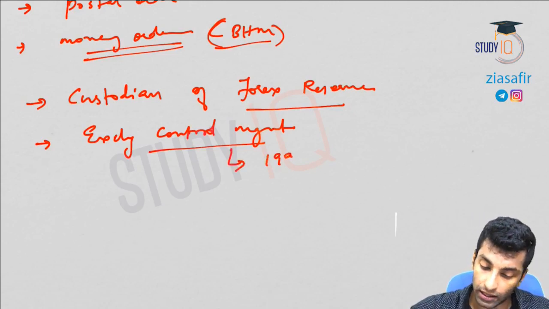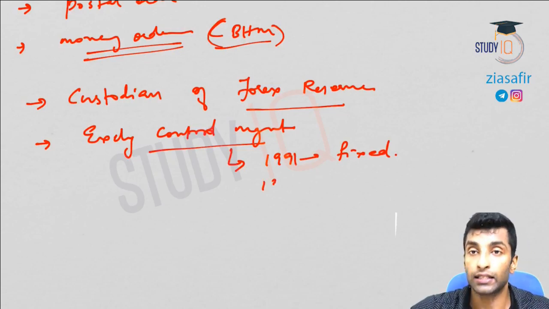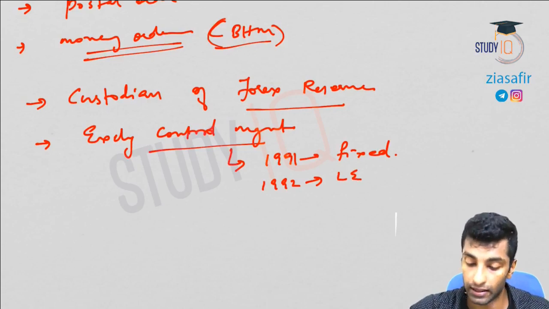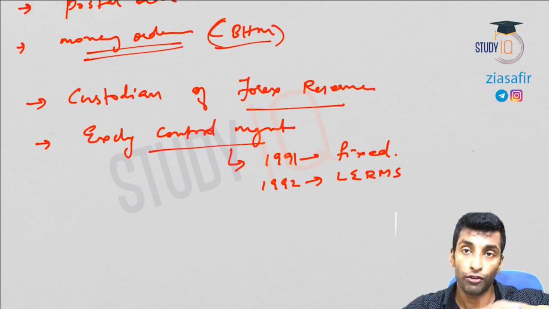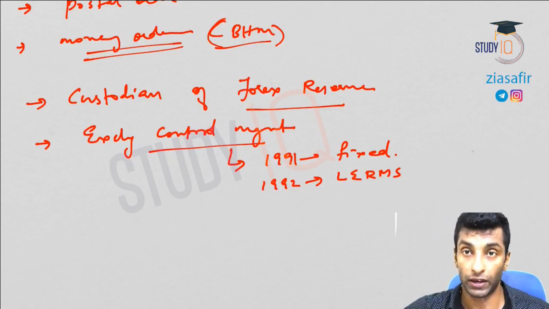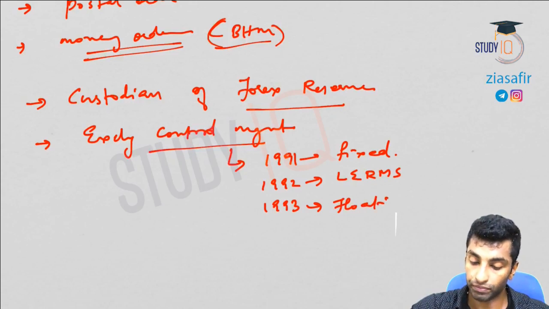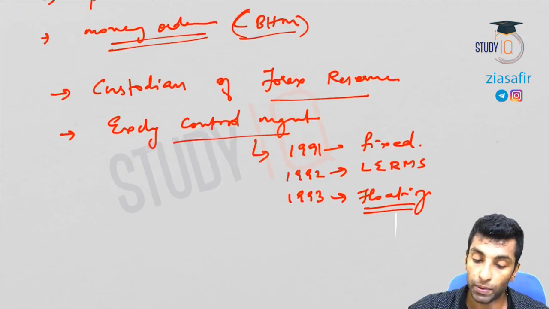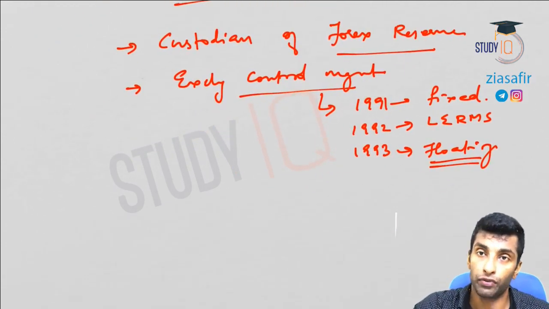So we have discussed that till 1991 we followed a fixed system. That was our exchange rate system. Then from 1992-93, after the BOP crisis, we followed LERMS, the Liberalized Exchange Rate Management System, which was partly fixed and partly floating. That means 60% was floating and 40% was fixed. From 93 onwards we are on a floating exchange rate system. But our exchange rate system is not completely floating, it is a managed float. Why is it known as managed float? Because RBI can interfere in the market.